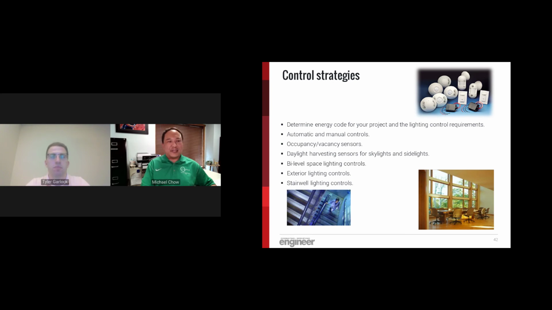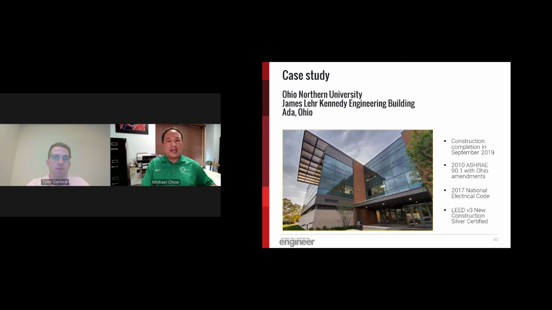Daylight harvest sensors for skylights and sidelights basically automatically dim the lighting based upon available sunlight or daylight. Bi-level space controls allow you to have more than just on or off, allowing some step dimming. Exterior lighting controls, those are your photocells and your time of day clocks. And stairwell lighting controls. Stairwells require one foot-candle at all times, but if it's occupied, then it actually has to bring it up to 10 foot-candles. So an occupancy sensor could help accomplish that.